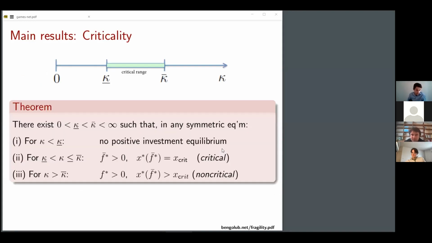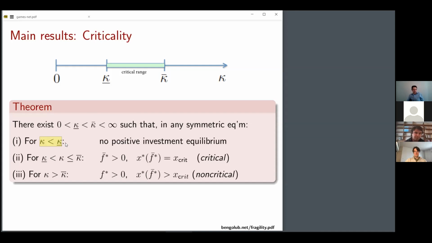So the last thing I want to show you before we're done is our main result about criticality. Remember, kappa is the shifter. As kappa gets higher, the economy gets better. And our main result is that the economy is ordered into 3 regimes as kappa changes. When kappa is really bad and you can't go to court and the roads also don't work, then there's no positive investment equilibrium.